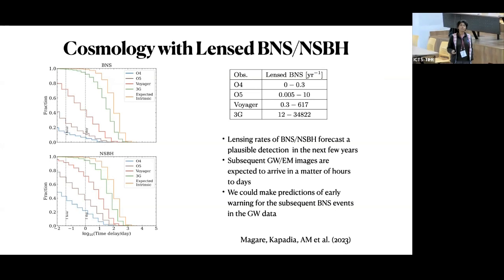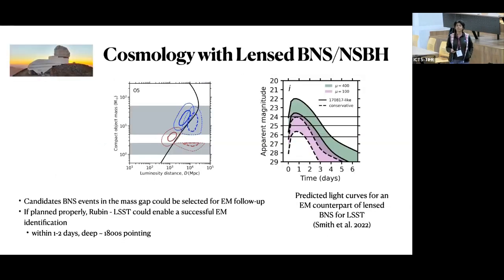We have also looked at the time delay distributions to see how far in advance we can make predictions for when the next images of the lensed counterparts will appear, both in the gravitational wave data and in the EM data. This can be of the order of hours or days, and it can be extremely important if you want to study the BNS themselves. If you want to look at the initial stages of the BNSs, then this kind of early warning study can be very important.